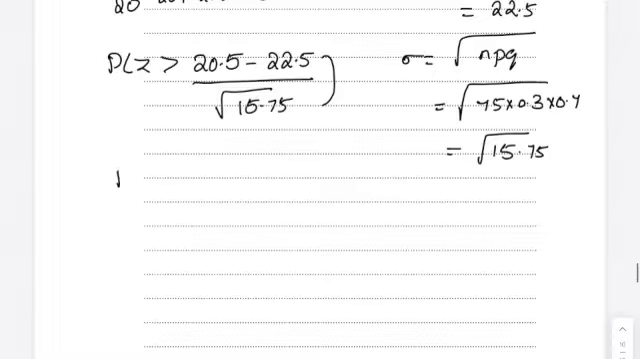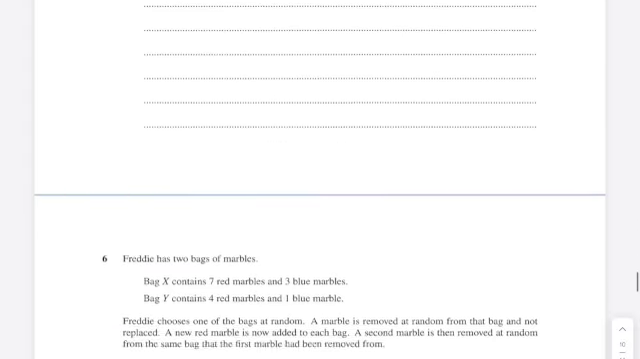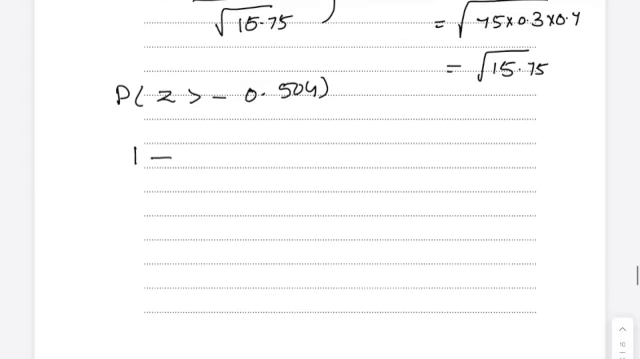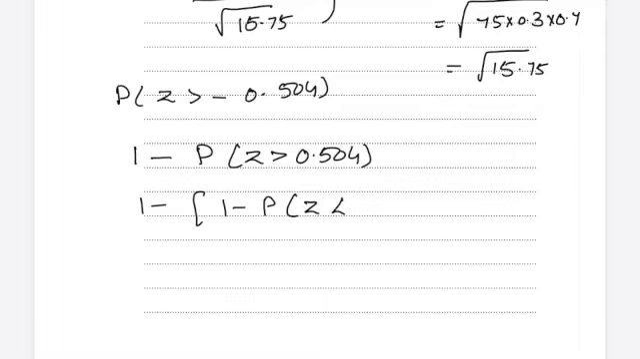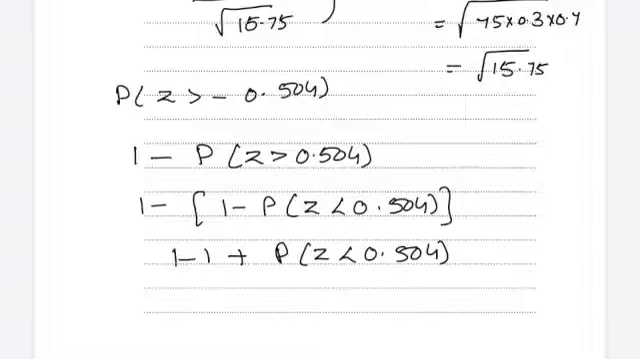So this is probability of z greater than negative 0.504. So I want to convert negative to positive. So 1 minus probability of z greater than 0.504. I want to convert greater to lesser, so 1 minus probability of z less than 0.504. So 1 minus 1 plus probability of z less than 0.504. This value is going to be 0.693.